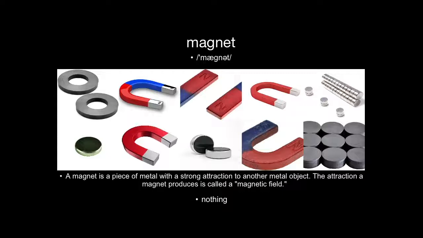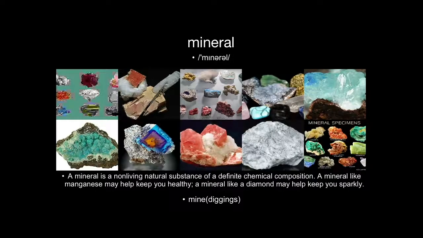Magnet. A magnet is a piece of metal with a strong attraction to another metal object. The attraction a magnet produces is called a magnetic field. Mineral. A mineral is a non-living natural substance of a definite chemical composition. A mineral like manganese may help keep you healthy. A mineral like a diamond may help keep you sparkly.